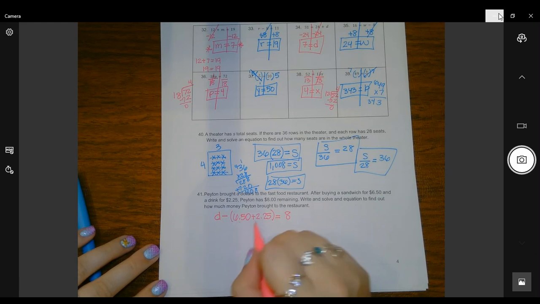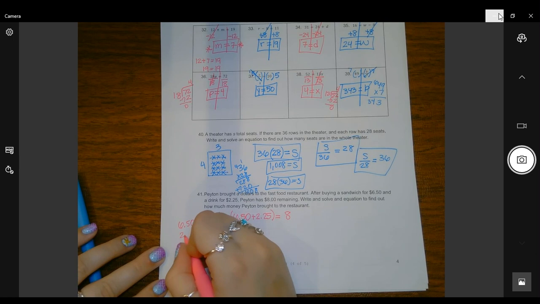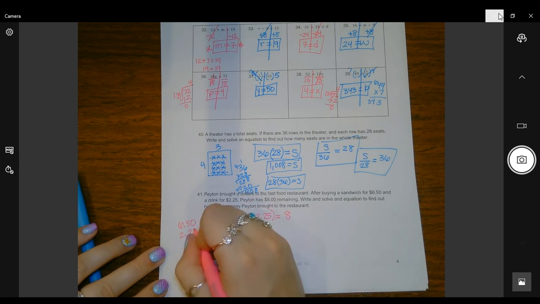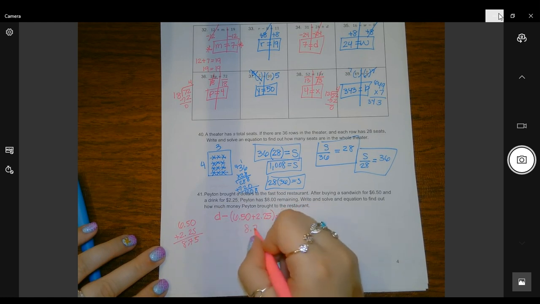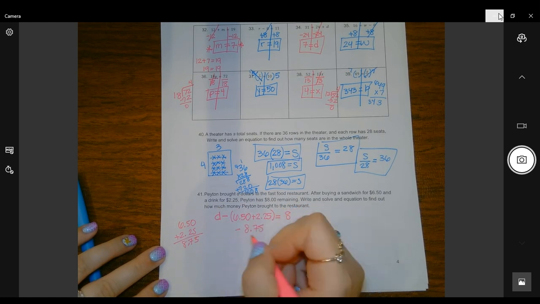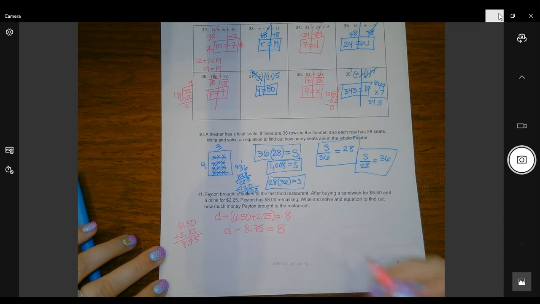Okay, so let's add the total amount of money that he spent. $6.50 plus $2.25 means that he spent a total of $8.75. So I have to subtract that from however much he brought. And that's going to be equal to how much is left.